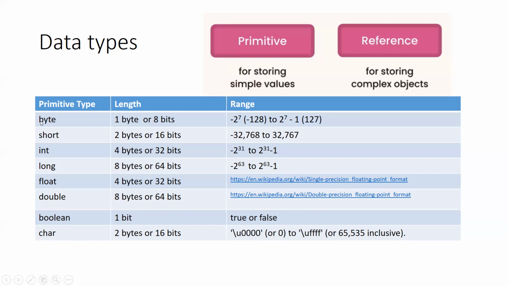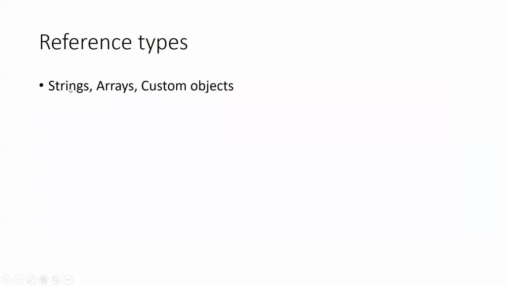Byte here is represented in 1 byte, whereas character is represented in 16 bits, which is, I think, somewhat different from C. So a single Unicode character in Java is represented with 16 bits within this range. These are all so-called primitive data types, but you can also have reference or so-called complex data types, which can store different types of objects. For example, major reference types are strings, arrays, and custom objects.